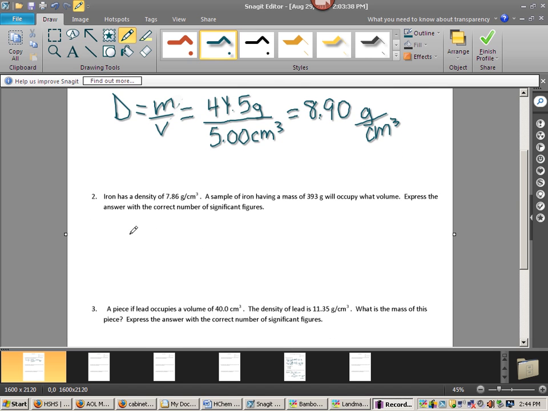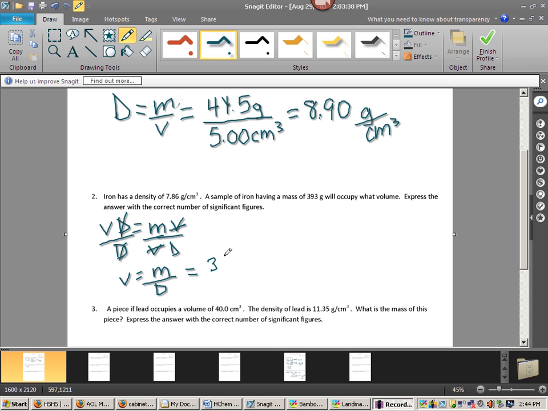Alrighty, next problem. Iron, you're told, has a density of 7.86 grams per centimeter cubed. You're told that a sample has 393 grams and asked what its volume would be. So we still start with the same basic equation, density equals mass divided by volume, but we have to rearrange it for volume. Step 1, multiply both sides so we can cancel off the volumes. And then step 2, we're going to divide both sides by density. Whatever you do to one side, you have to do to the other. So volume ends up being equal to the mass divided by the density.